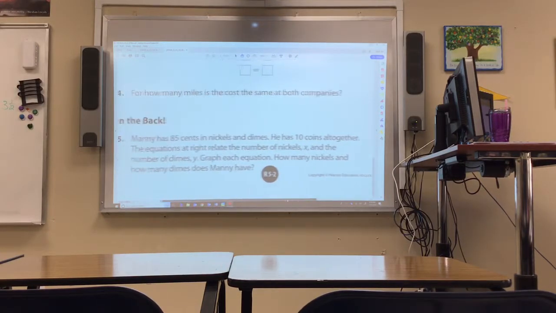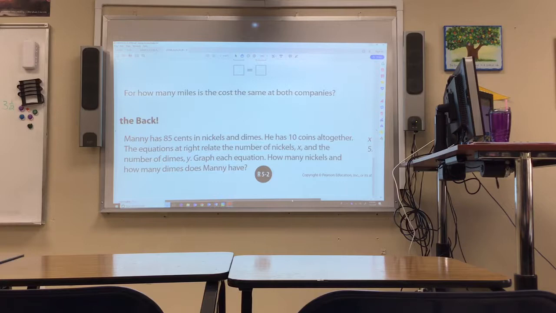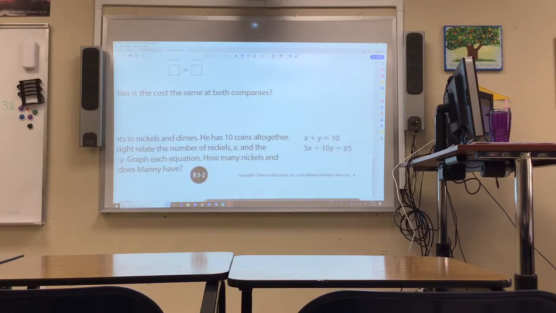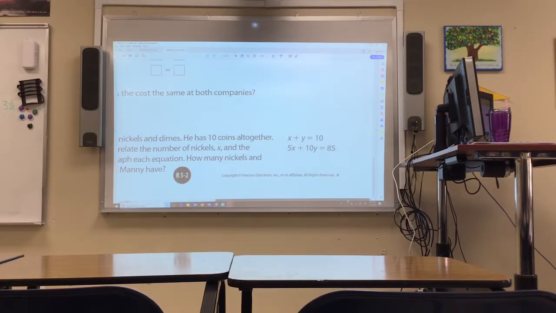Oh, they give us an equation. They give us both of the equations, but we have to solve them. On the back, can you write down these equations? Because I'm going to cut them off in just a second. You can use graph paper, that's fine. x plus y equals 10. 5x plus 10y equals 85.